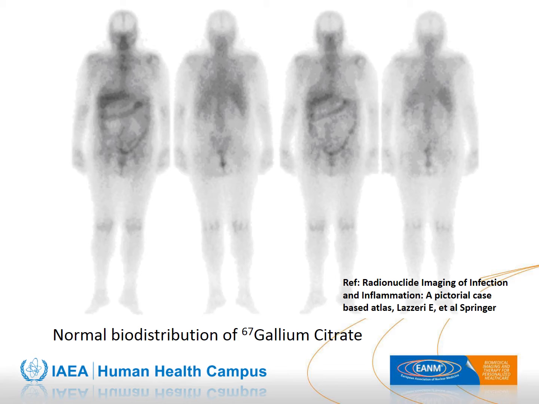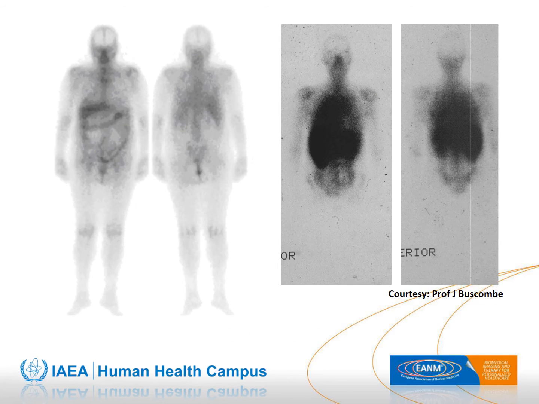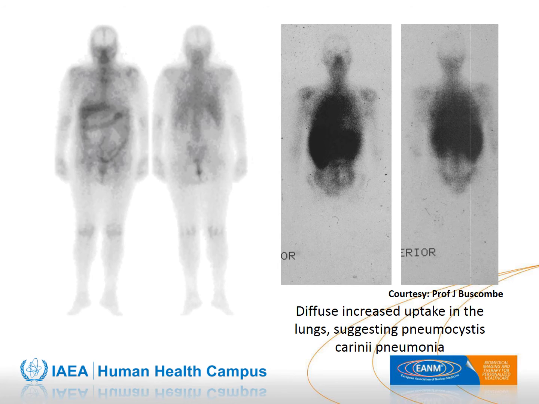This image is actually a picture of the normal distribution of gallium citrate, showing its concentration in the liver, the gut, and the reticuloendothelial system. In contrast, if we were to see increased uptake in the lungs, as we do see in the case on the right-hand side, this would suggest the presence of Pneumocystis carinii infection, an infection very commonly seen in patients on retroviral medication.